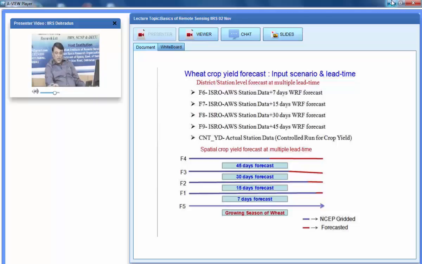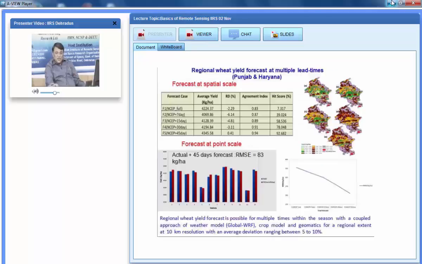Then for the partial domain, we also used NCEP data for the current situation and WRF for the forecast period. So this has definitely shown us the immense potential of integrating climate and crop models with geospatial tools for developing an early warning system. Here you can see the agreement index has improved a lot with the different kinds of forecast weather if you input them within the crop model.